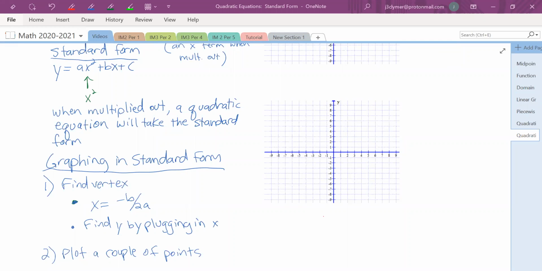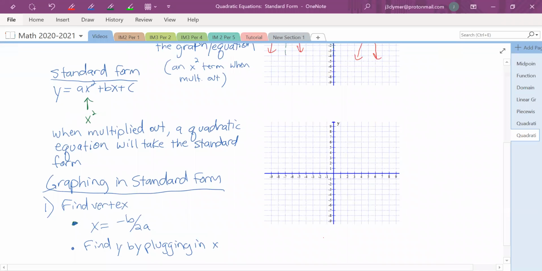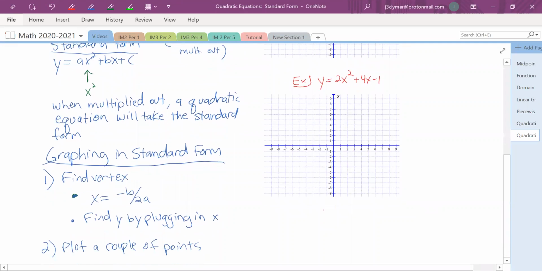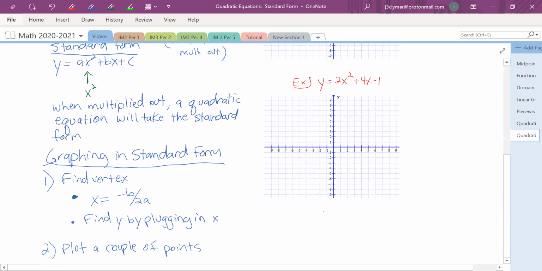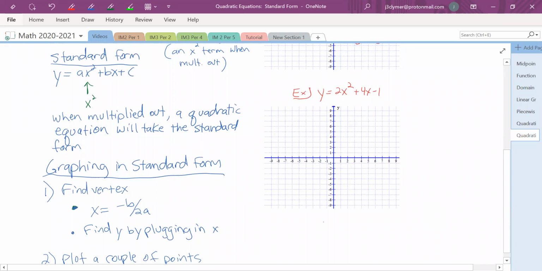All right, now that we know how to graph a parabola in standard form, we're going to look at an example. Our first example is y equals 2x squared plus 4x minus 1. We're just going to follow the steps we learned: 1, find the vertex, and 2, plot a couple of points. So step 1, find the vertex.